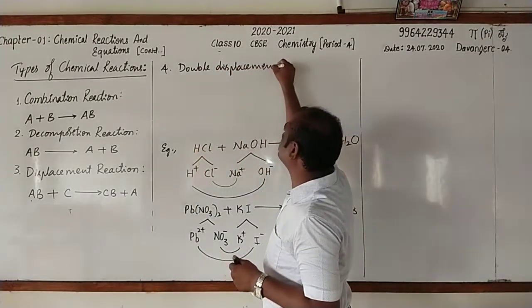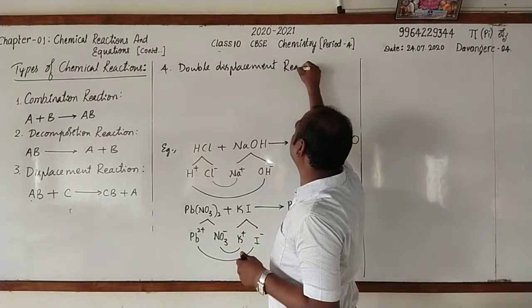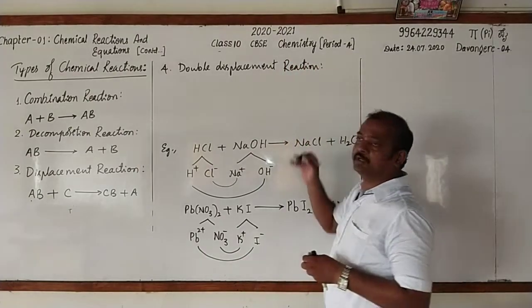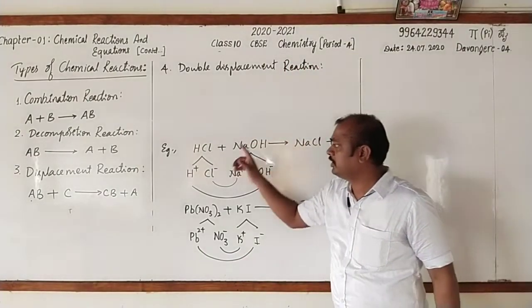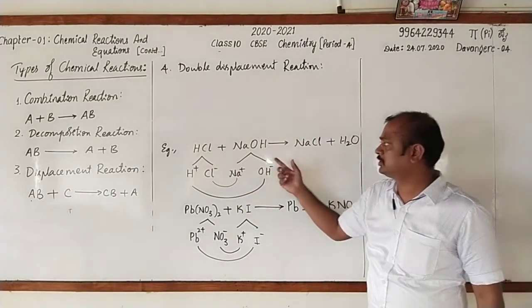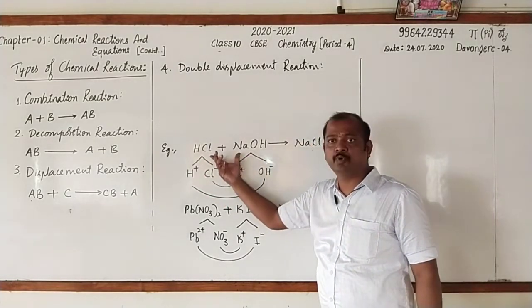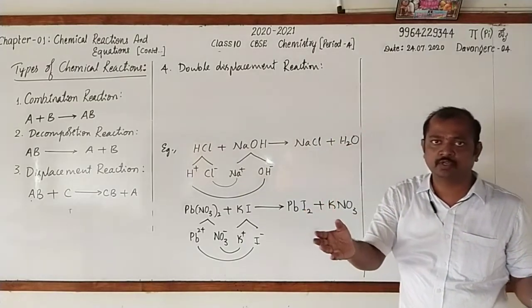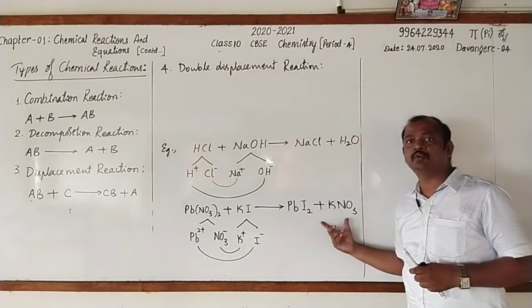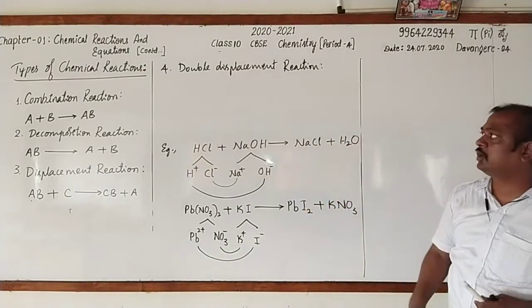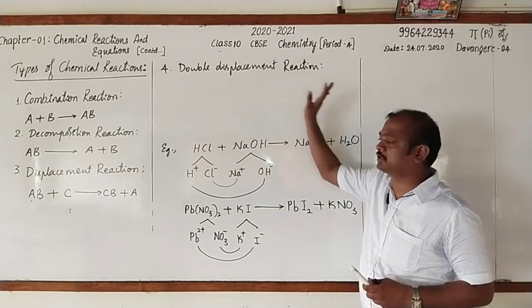Double displacement reaction. Once you recall the definition of double displacement reaction: the chemical reaction in which the ions present in the compounds are mutually exchanged to form two new compounds is called double displacement reaction. Clear?